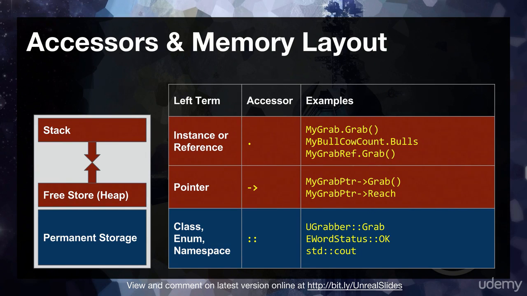myGrabRef.Grab is very similar to the top line. It's a reference to that method. Okay, and in all those cases, you use a dot, because remember, references you treat very much like the object itself. So, how about the arrow operator? Well, we use the arrow operator when we're dealing with a pointer. So, myGrabPointer, we want to access a method called Grab or a property called Reach. So, the bigger picture, if we zoom out for a moment, is those things that can vary and do vary at runtime, we access using the dot or the arrow operator.